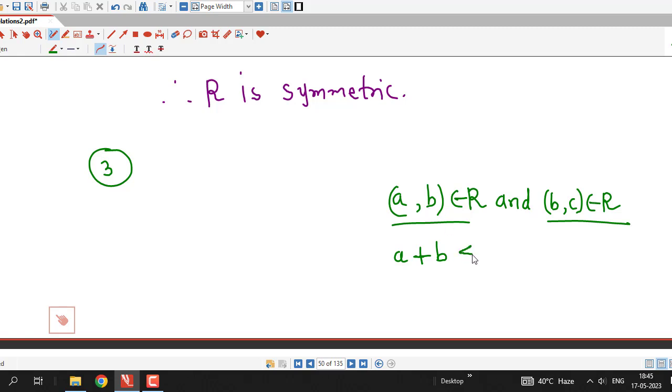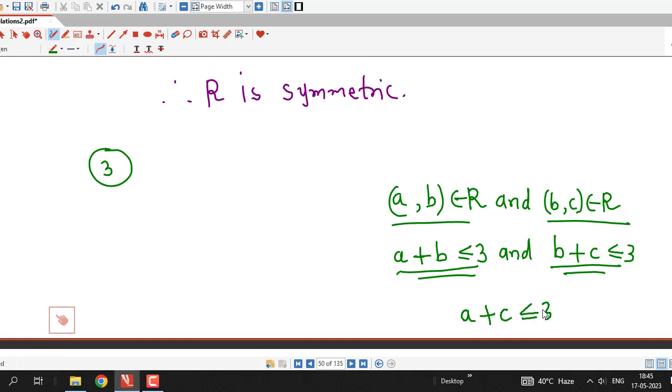Now (a, b) belongs to R implies a + b ≤ 3, and (b, c) belongs to R implies b + c ≤ 3. Now from these two, can we say that a + c is also less than or equal to 3? If this is true, then the relation is transitive. That is, if a + b ≤ 3 and b + c ≤ 3, is it true that a + c is also ≤ 3?